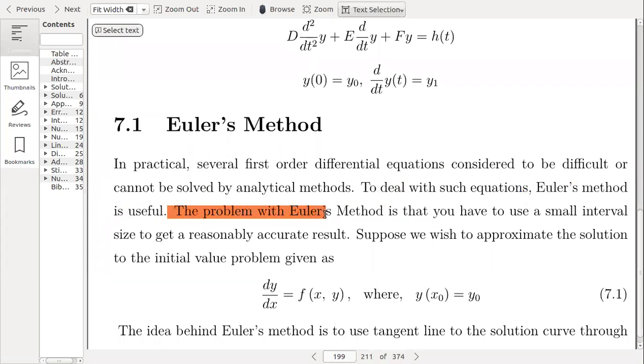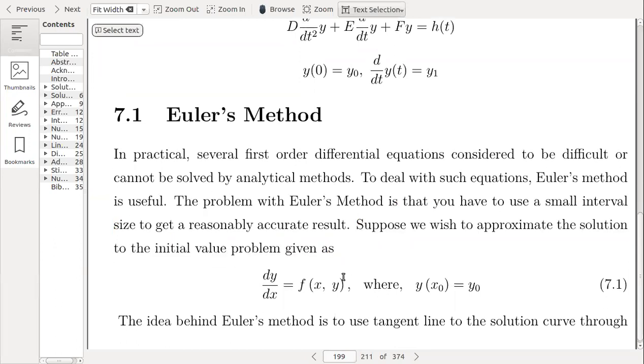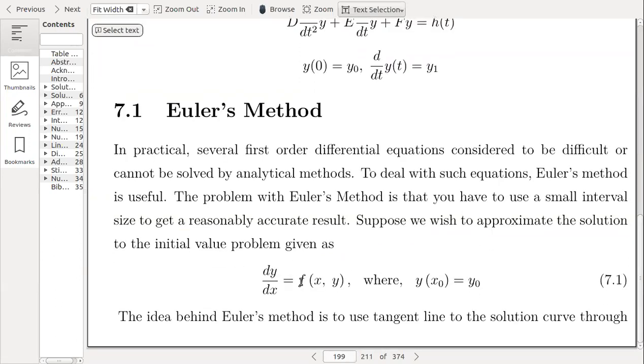The problem with Euler's method is that you have to use a small interval size to get a reasonably accurate result. Suppose we wish to approximate the solution to the initial value problem given as dy by dx equals f of x, y. This is a function of two variables x and y. Here dy by dx is the derivative of y with respect to x, and the condition is y at x naught is equal to y naught.